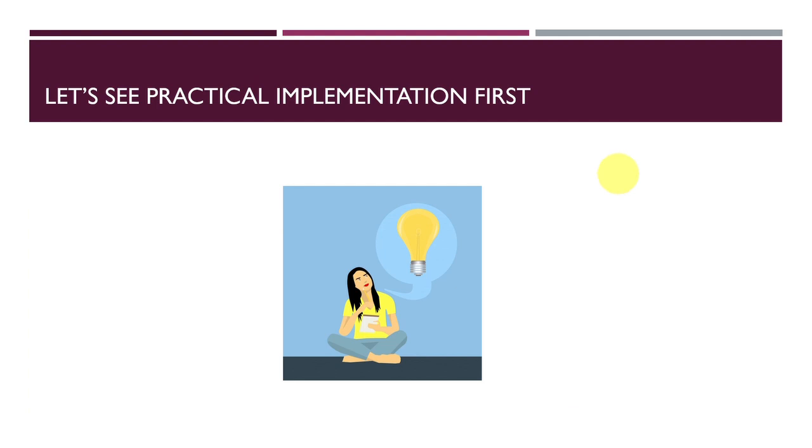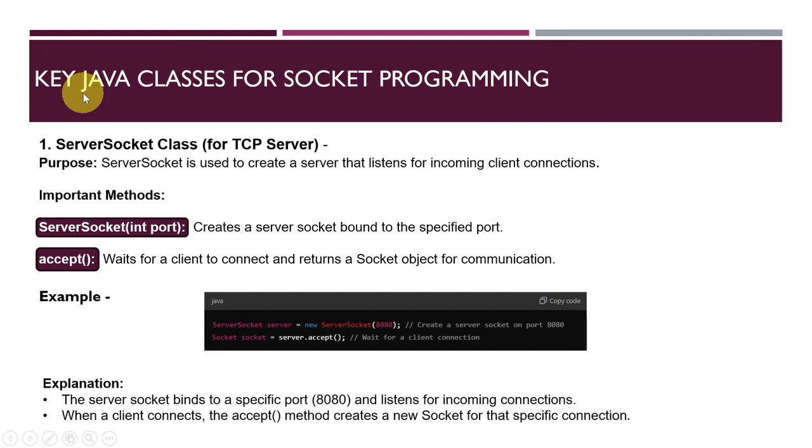After the practical implementation, we see which methods and functions are used in our programs. So let's see that part. Key Java classes for socket programming. First, the ServerSocket class for a TCP server. The purpose of ServerSocket is to create a server that listens for incoming connections.